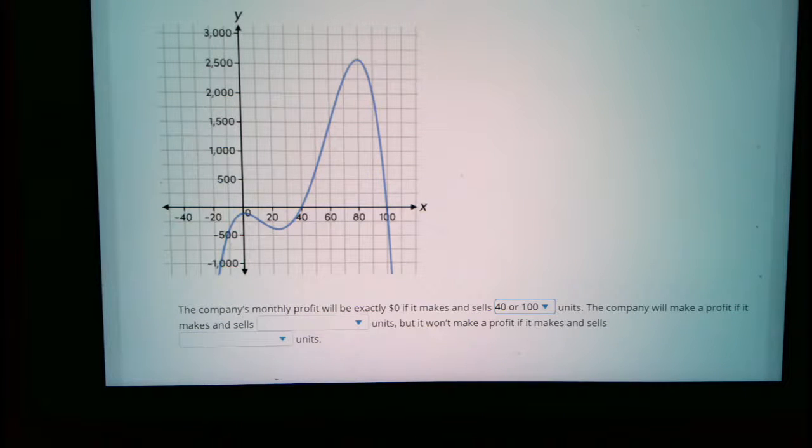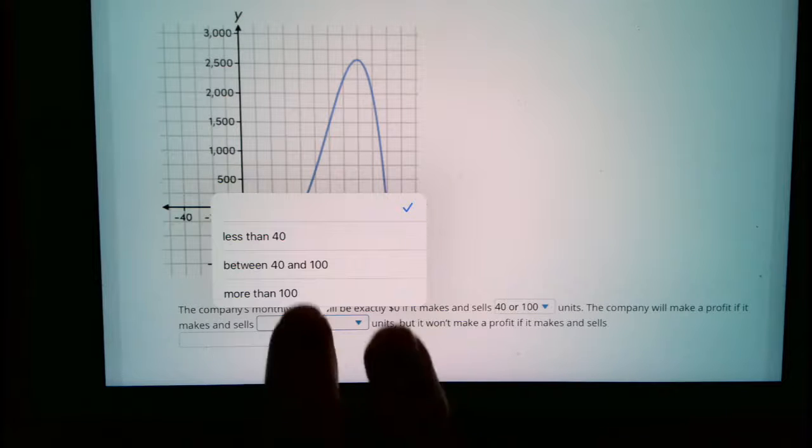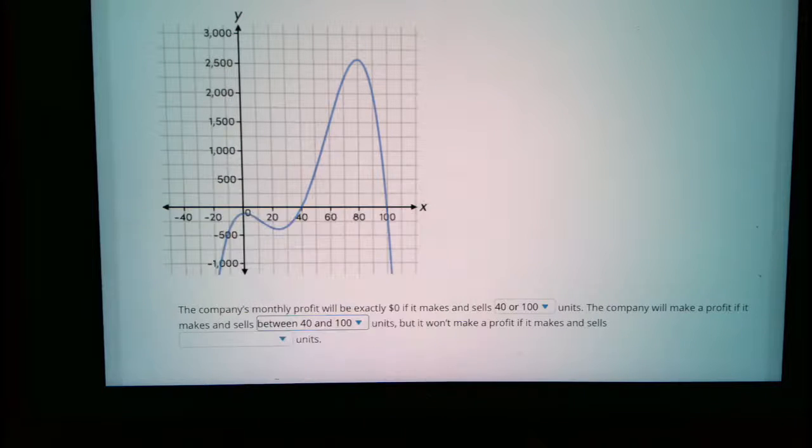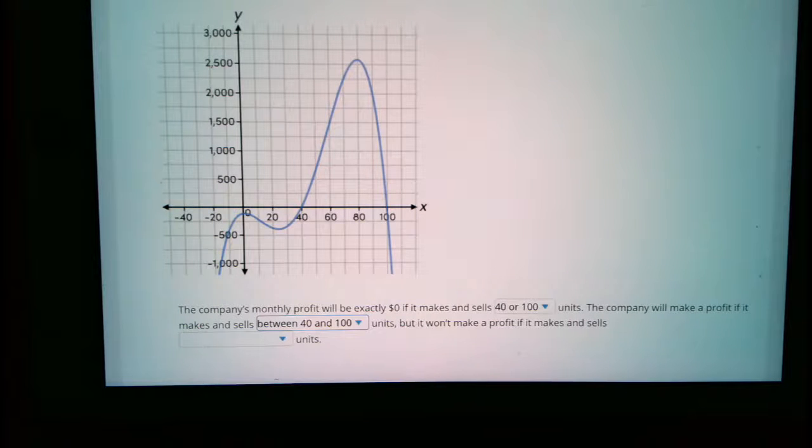The company will make a profit if it sells between 40 and 100. More than 40 units, but less than 100 units, we're going to make a profit. The graph is above the x-axis then.